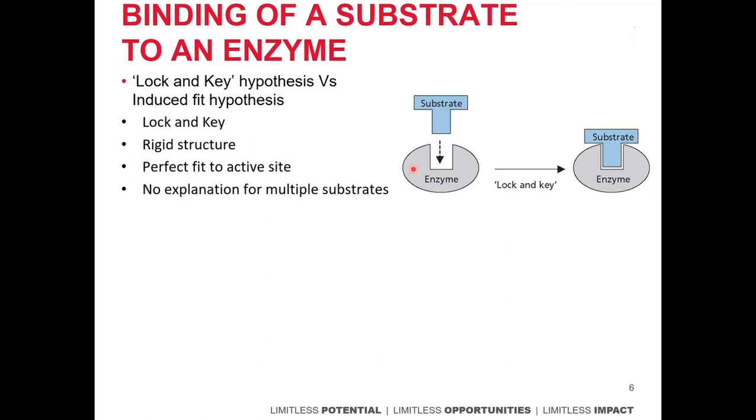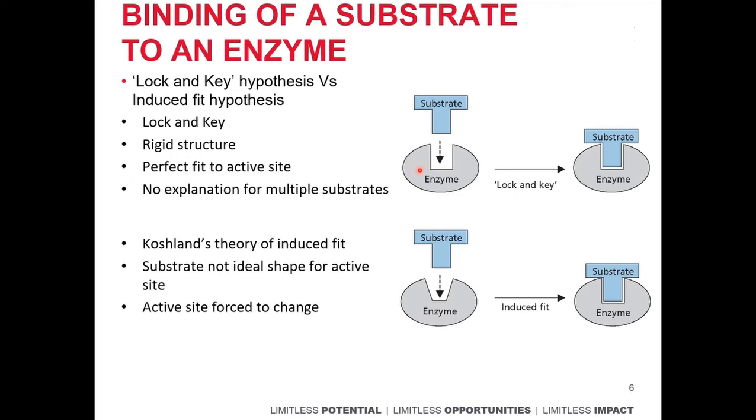Now, if they could only react with the molecule that is a perfect fit into their active site, this lock and key hypothesis would be considered. But because they can turn over multiple substrates, the lock and key hypothesis breaks down. Now instead, there is an alternative hypothesis, which is Koshland's theory of induced fit.